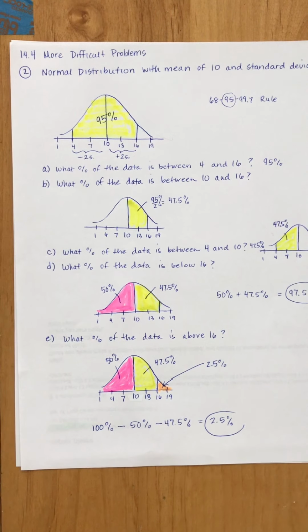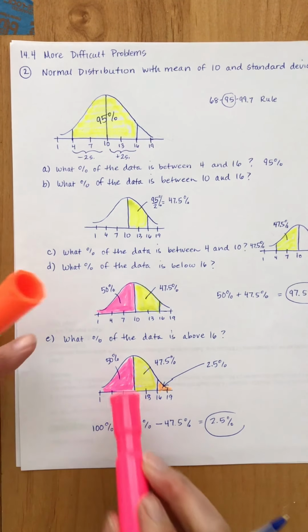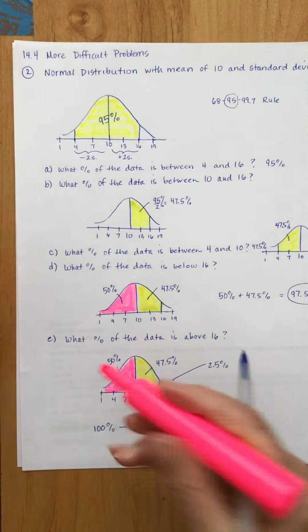If you want to check what you're doing here, you're checking that if you add all of these numbers, they always equal 100%. Okay, so now let's go ahead and do another problem. Let's do part F now. I want to say, what percent of the data is between 13 and 16? Let's take a look at what that picture would look like.